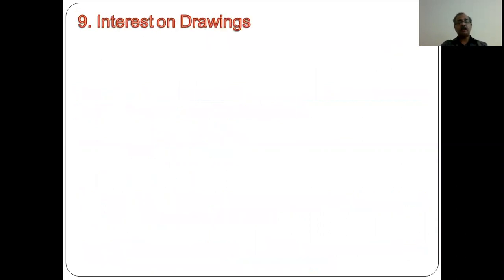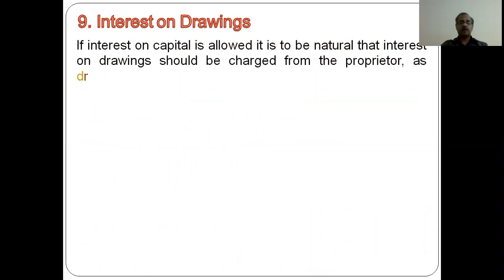The next one is interest on drawings. So what is drawing? Drawings means withdrawal of money or material by the proprietor for his personal use. So suppose the proprietor is withdrawing money from the business for his personal use, it is called drawings. So if interest on capital is allowed, it is natural that interest on drawings should be charged from the proprietor upon the drawings.